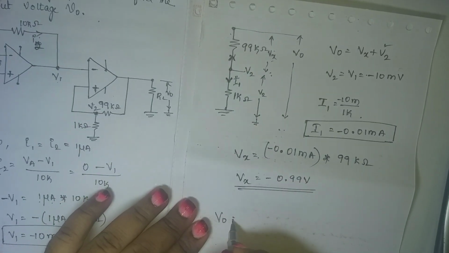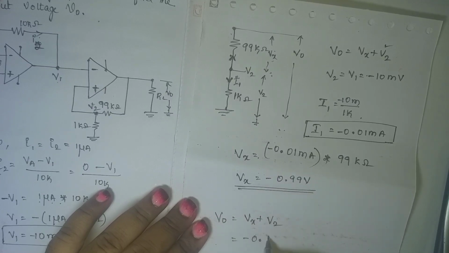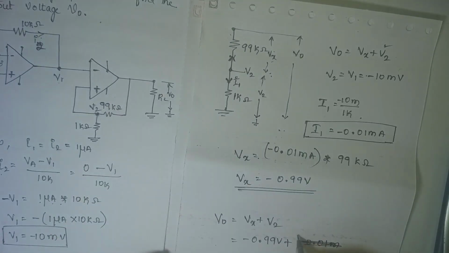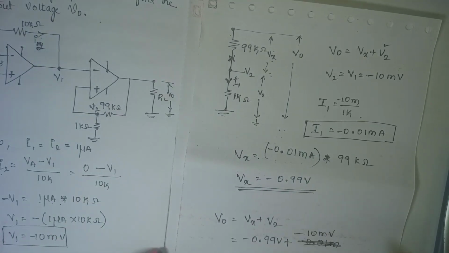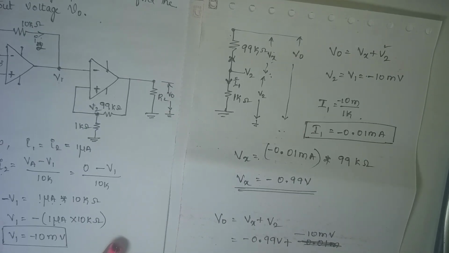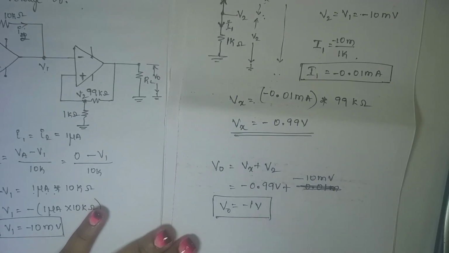As I said, V0 is equal to Vx plus V2, which is minus 0.99 volt plus minus 10 millivolts, which is equal to minus 1 volt. Okay, so this is the output voltage.